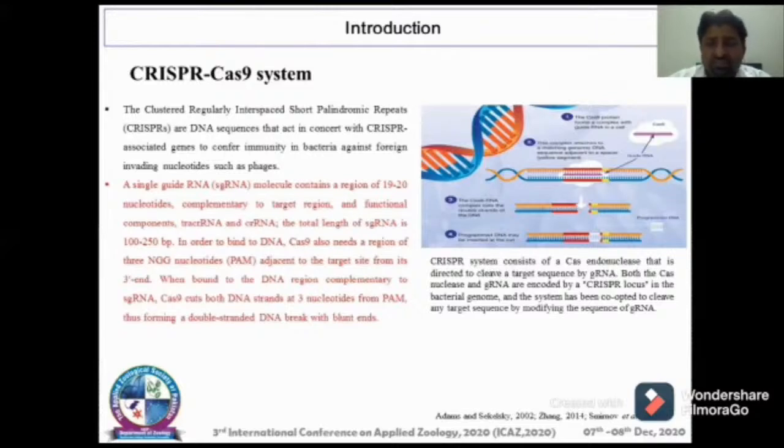Here is the mechanism of the CRISPR-Cas system. Here you can see this guide RNA. This is basically a guide RNA of more than 100 nucleotide base pairs. You have to target a certain gene, so you design this guide RNA, and along with other components and the Cas9 endonuclease, you introduce it into the cells, and this Cas9 causes a double-stranded cut in the DNA. So basically you focus the change, amendment, or mutation on your target.